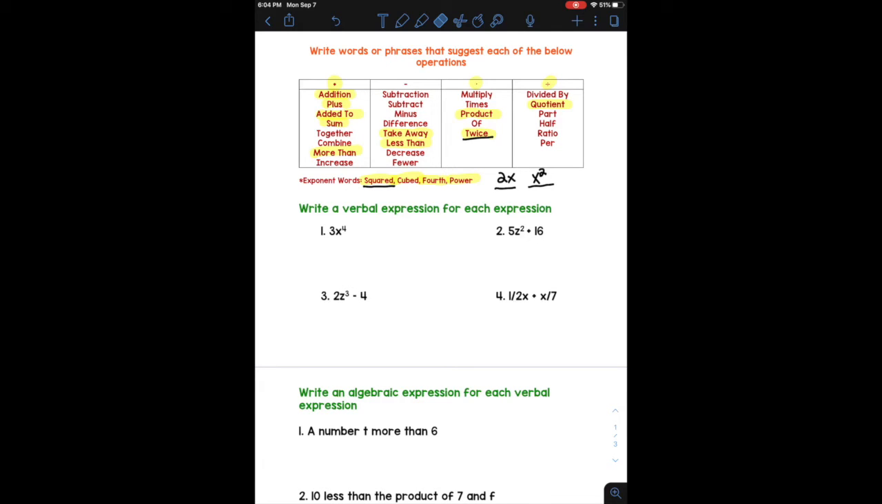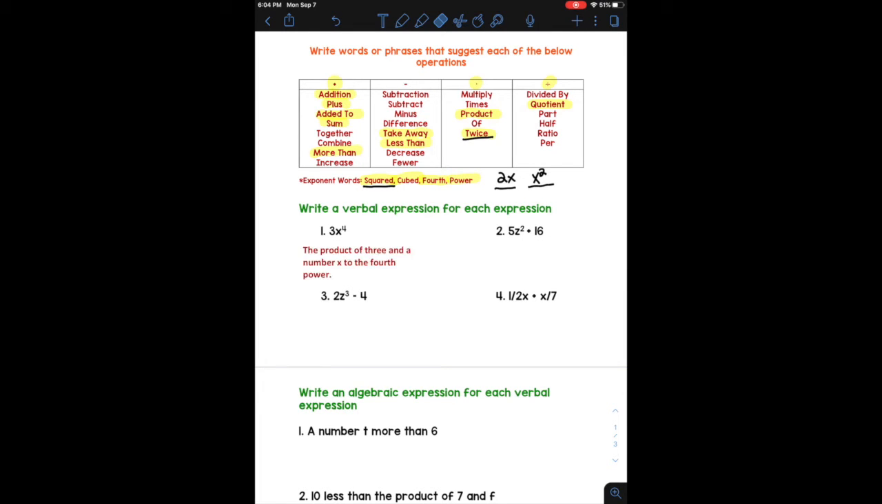You could keep it very simple. For example, number 1, you could just say 3 times x to the 4th power, or you could write the product of 3 and x to the 4th power. You could use 3 multiplied times x to the 4th power. You don't always have to use the fancy one, and there's a lot of different options for these.